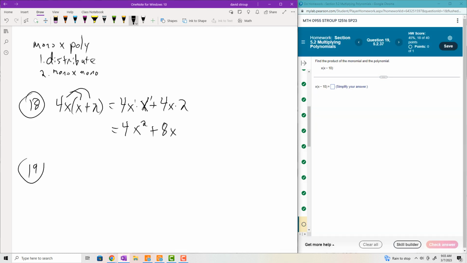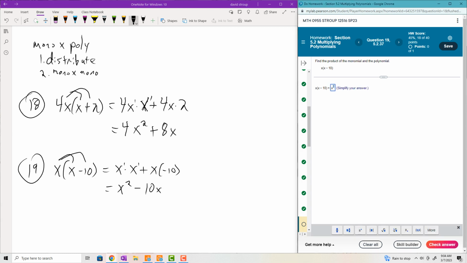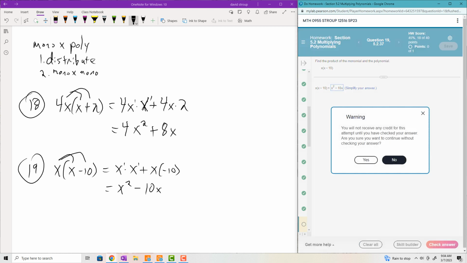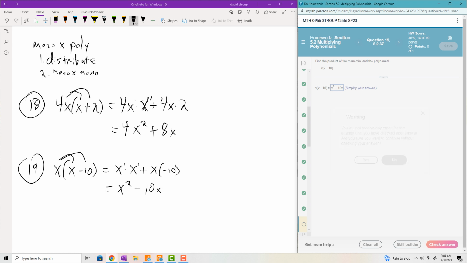Number 19, you have x times x minus 10. So you're going x times x, and then x plus x times negative 10. X times x, add exponents, so you get x to the 1 plus 1 is 2, and then minus 10x. And of course, I typed it in wrong. Oh, I didn't check the answer or something. Okay, great.